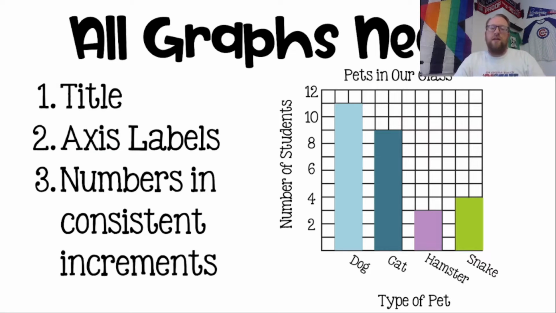All graphs need 3 things in order to be most effective. They need a title. The title tells us what the graph is. Axis labels on our vertical and our horizontal axis so that we know what the data is that we're looking at. And numbers need to be in consistent increments. The same space between the 2 and the 4 and the 6 and the 8.